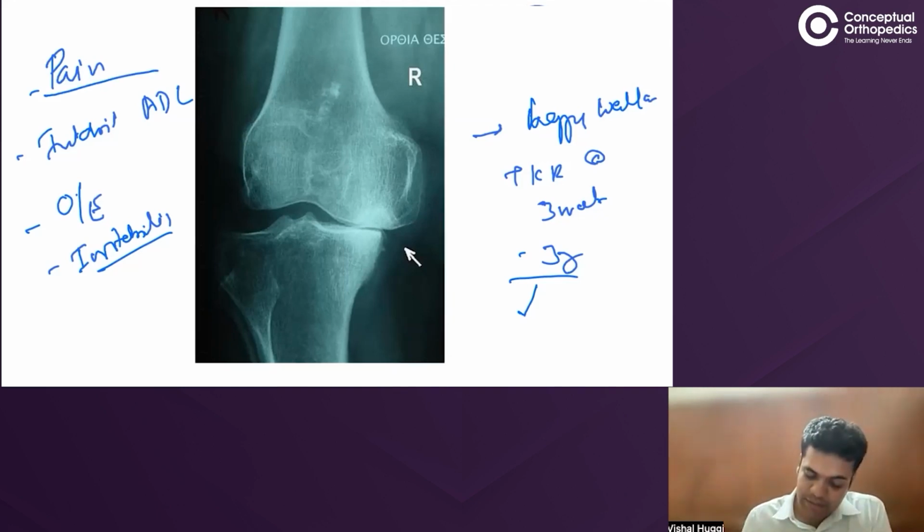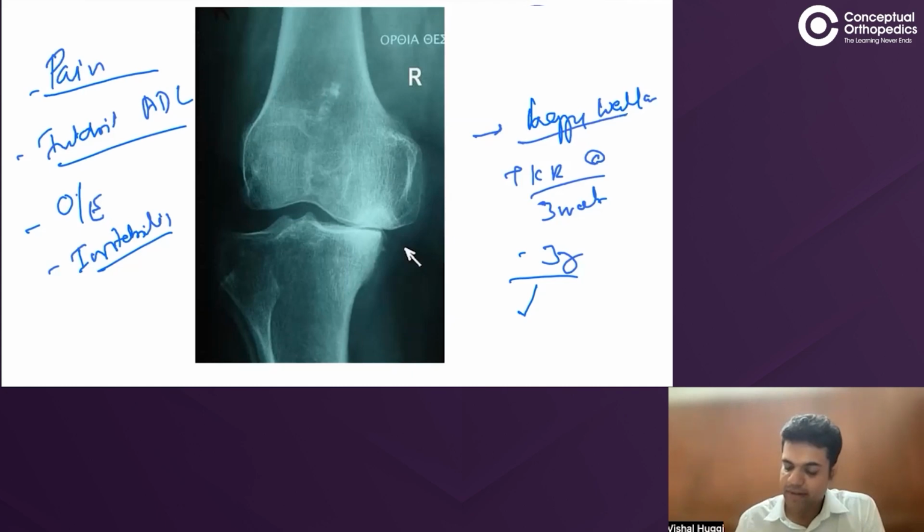Same symptoms, pain, inability to perform her daily activity. But still, this patient ended up being a happy TKR.